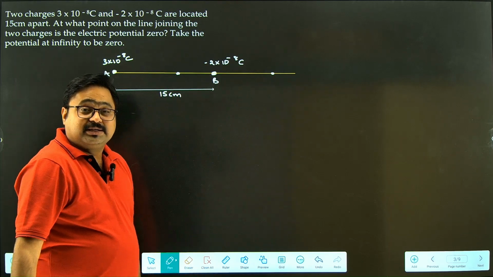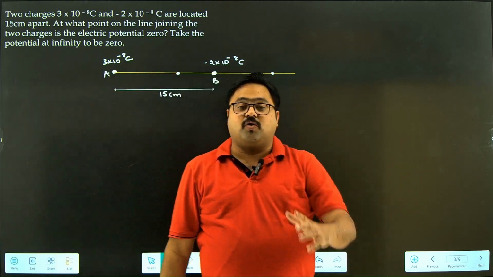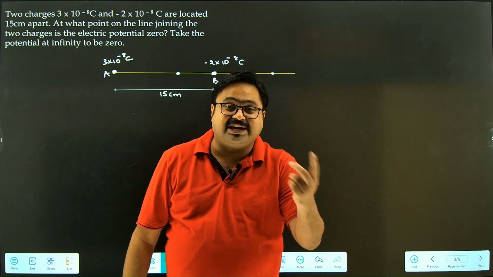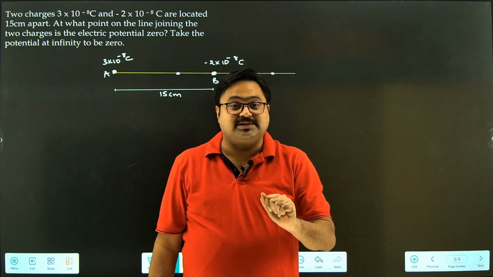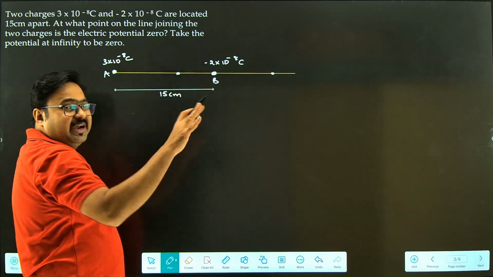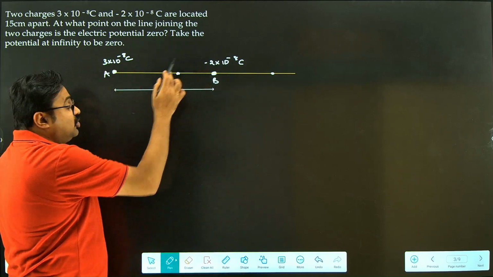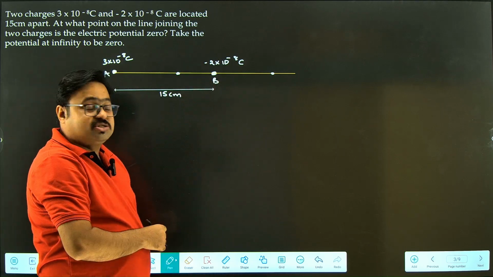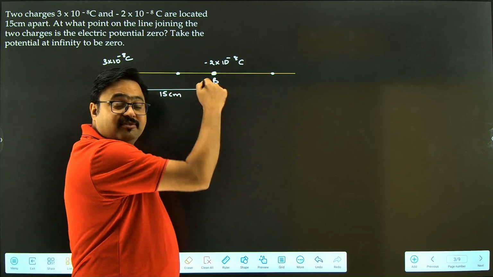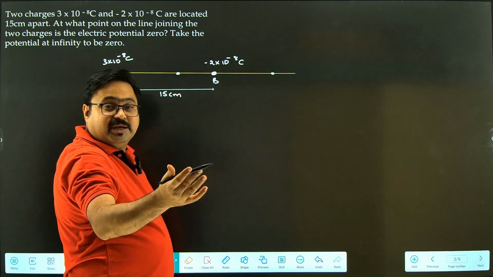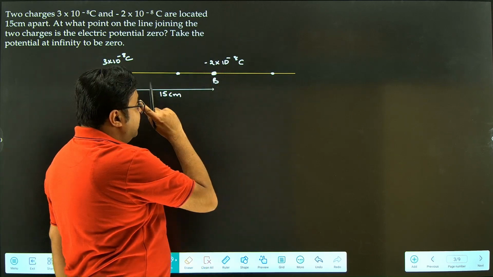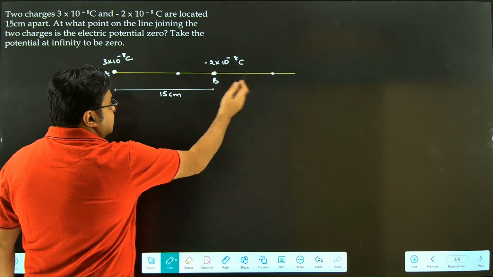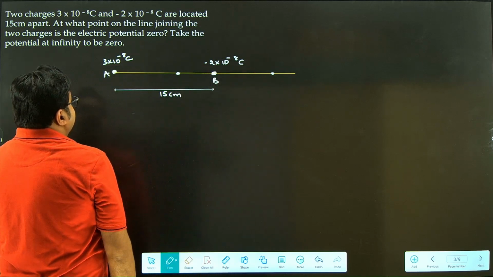You need to realize that the potential becomes zero on either side of the smaller charge. Out of 3 and 2, forget about the minus sign. Out of 3 and 2, 2 is the smaller charge. So the potential becomes zero on either side of that charge, meaning the 2 into 10 to the power of minus 8 coulombs charge. On either side, it becomes zero, right?